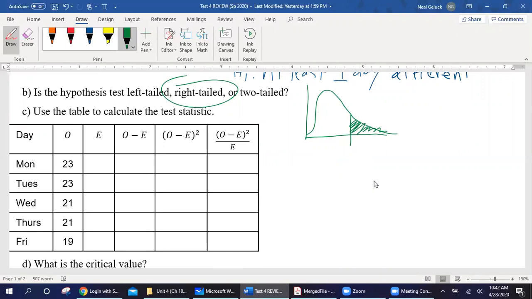So the bulk of this is finding the test statistic. Remember, to find the expected, since it's saying equal frequency, I want to add up my observed numbers and divide by, I have what, 5 days in the week. So if you add those up, you get 107. Divide that by 5, and my expected is 21.4 each day. 21.4 all the way down.